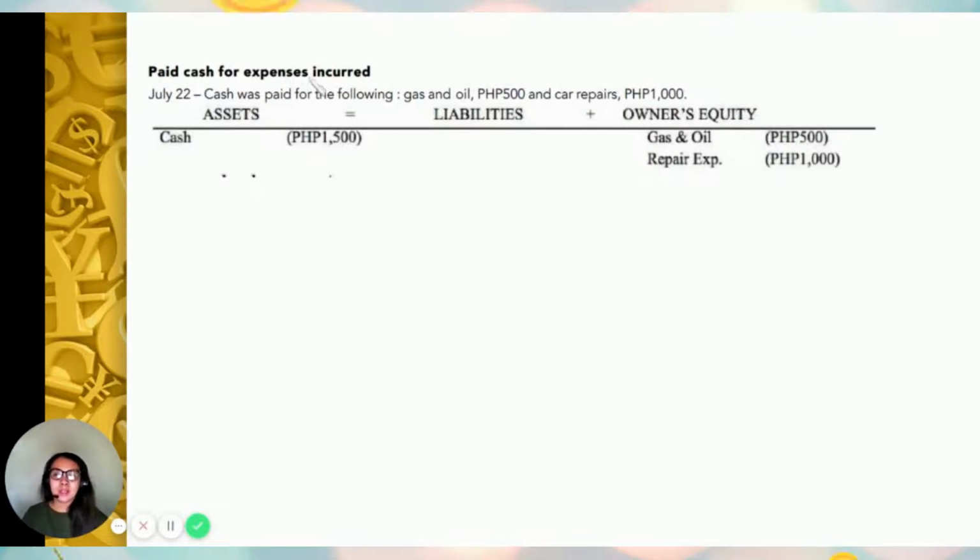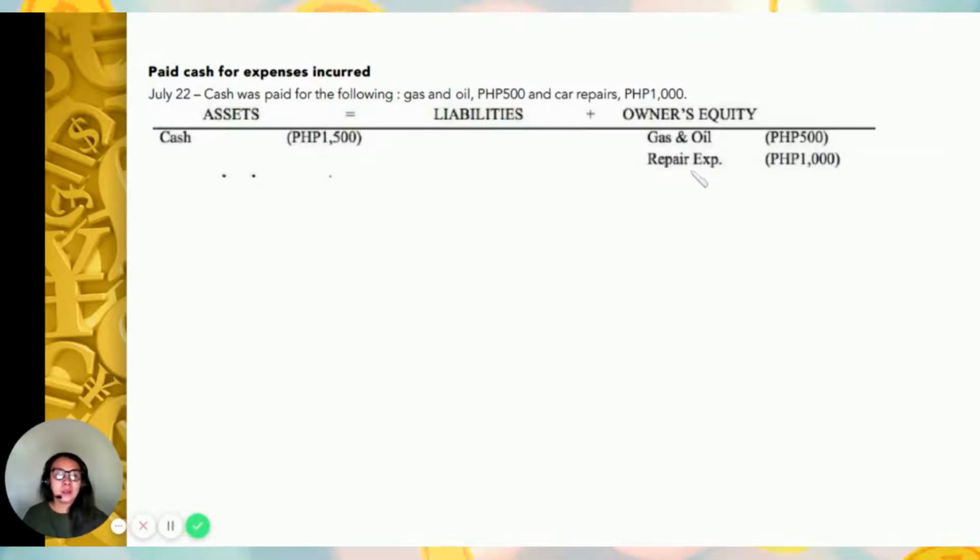We paid cash for expenses incurred. Cash was paid for the following: gas and oil, 500 pesos, and car repairs, 1,000 pesos. For the gas and oil, we paid 500, and then for car repairs, we paid 1,000. So if cash was paid, the total of cash paid was 1,500. So we have a decrease in cash. So we enclose it in parentheses.